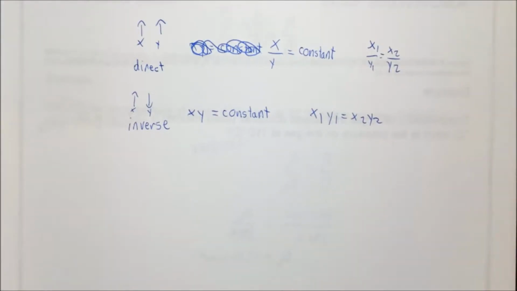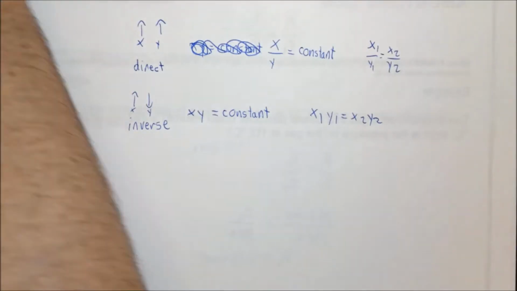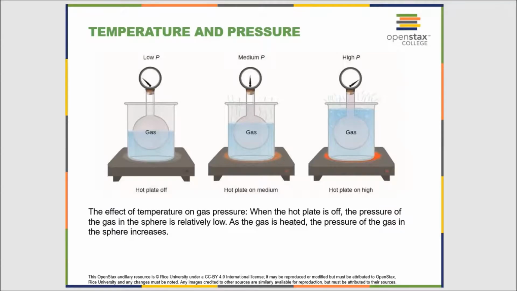Now, why I mention this is we're going to look at several variables in the gas law, again, pressure, volume, amount of gas or moles, and temperature, and decide whether they're directly proportional or inversely proportional. And then we're going to do a series of examples where we look at those things. So let's first look at the temperature and pressure relationship.